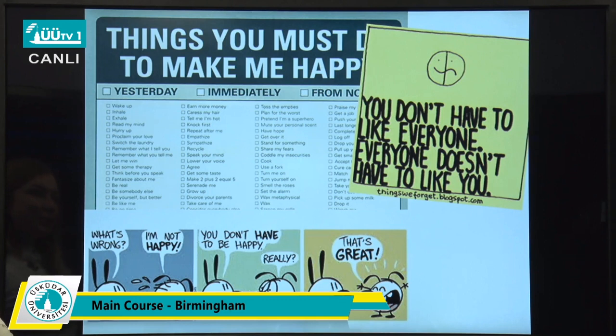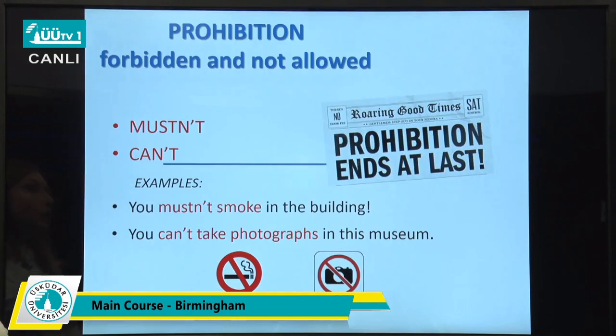Things you must do to make you happy. For example, I must do yoga. I must meet my friends, which I'm not doing these days because of quarantine and because of coronavirus. What's wrong? I'm not happy. You don't have to be happy. Really? That's great. So you don't have to means it is not necessary, which is a very important thing for this section. So let's move on.